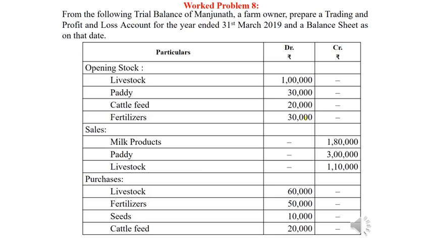Next problem. From the following trial balance of Manjunath, a farm owner, prepare a trading and profit and loss account for the year ended 31st March 2019 and a balance sheet as on that date. Similar problem. You go on observing or write down. Opening stock, 4 items are given. Sales, 3 items are given. Purchases, 4 items are given.